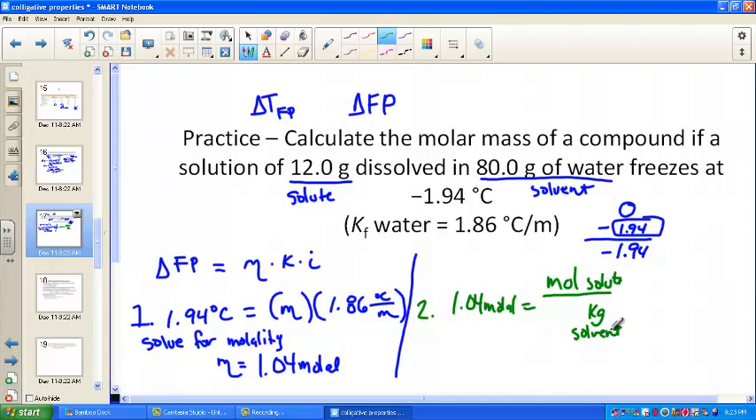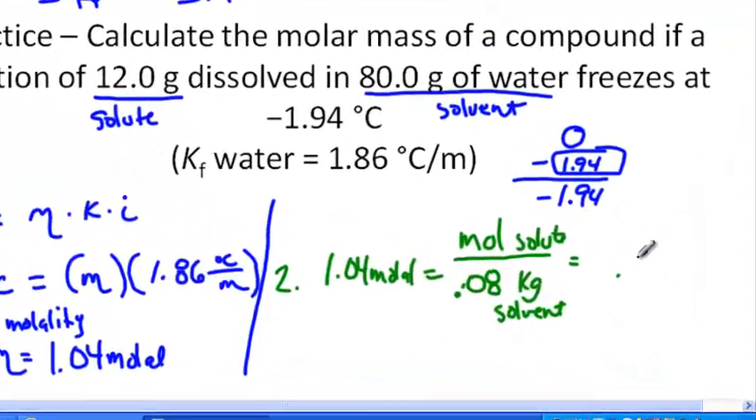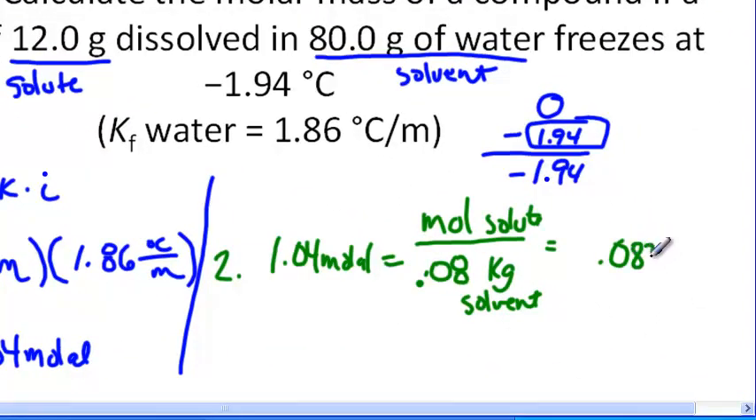How many kilograms of solvent are there? Well, here's our solvent. I see that it's 80 grams. So, writing it in kilograms, it's 0.08 kilograms. Alrighty, so let's cross multiply. We have 1.04 times the mass of 0.08 kilograms. And now we've determined that to be 0.834, I'll just stop there, moles of solute.